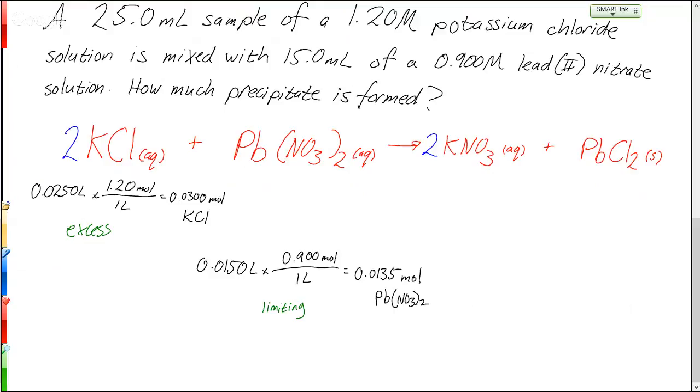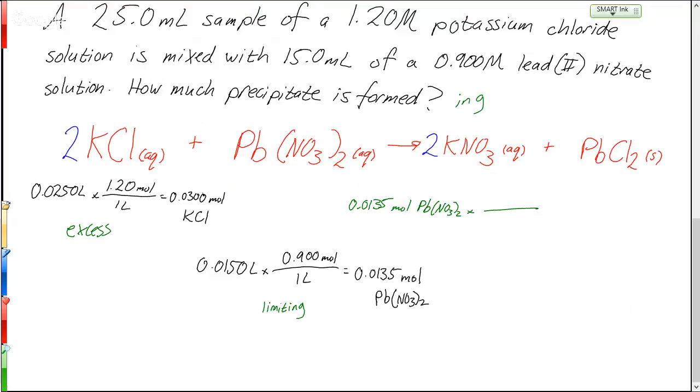All right, so once we've figured that out, we can use the moles of the limiting reactant to solve for the moles of whatever the question is asking for, or the grams in this case. This should be specified; let's say it was in grams. Then we set up the conversion just like normal, where we're given one thing and we solve for the other. So let's see, I'll just do it up here. 0.0135 moles of lead(II) nitrate.